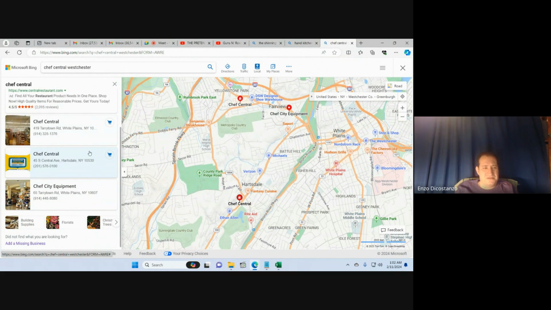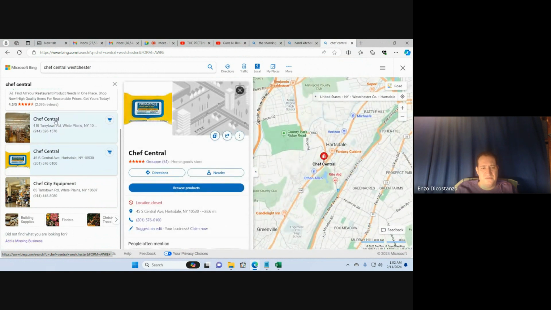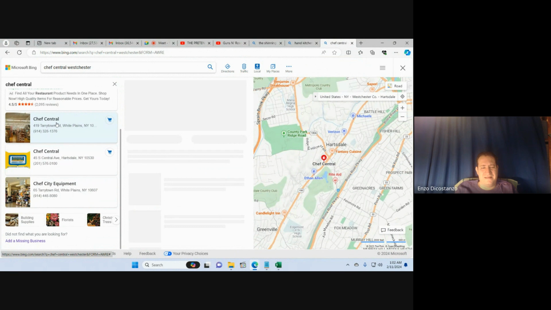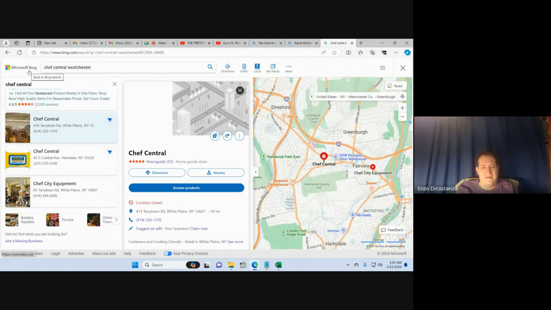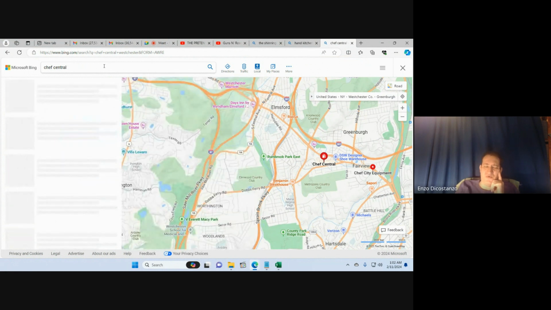I don't know if these are still open or going to be open or going to be closed or what they're going to do. It says location closed. I think they went online, or they're selling at Bed Bath and Beyond or something like that. They opened one in Hartsdale and one in White Plains, and the original one was in Paramus. But again, 20 years ago, that was the place to go get your equipment.